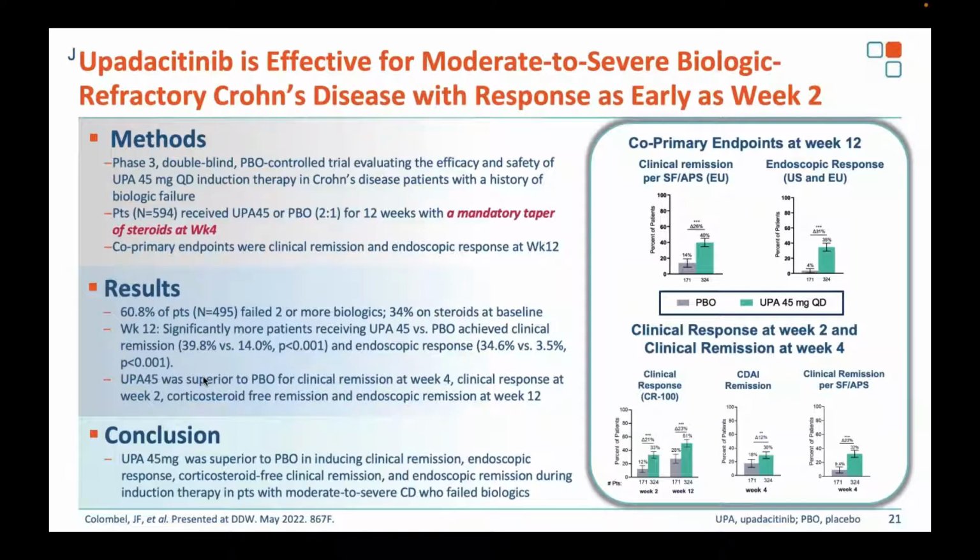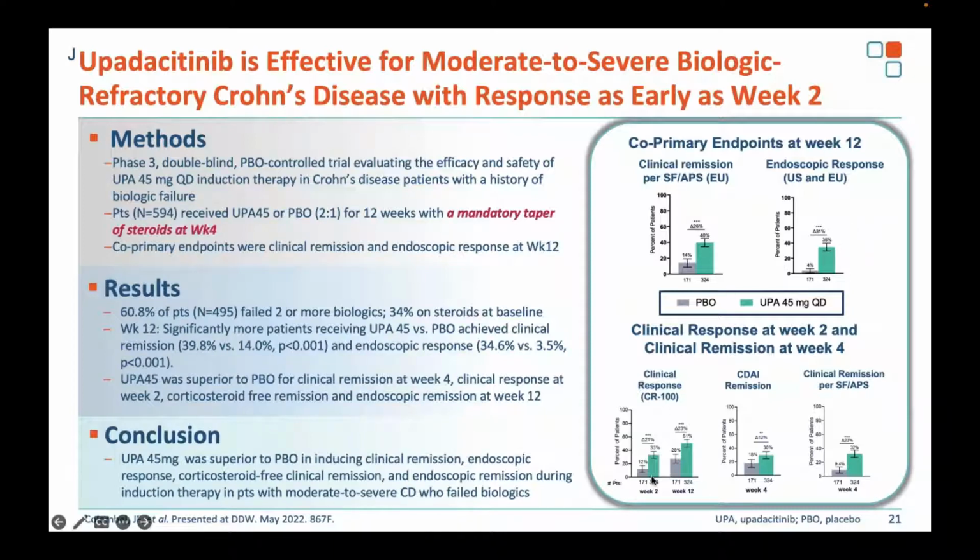remission at week 12. This is looking at the EU definition of remission, which used patient-reported outcomes, and you can see a strong signal of benefit, 40% of patients achieving remission at week 12, significantly better than placebo. And then the co-primary endpoint was endoscopic response, which I think was a fall of 50% in the SES-CD. And again, you can see a strong signal of benefit.